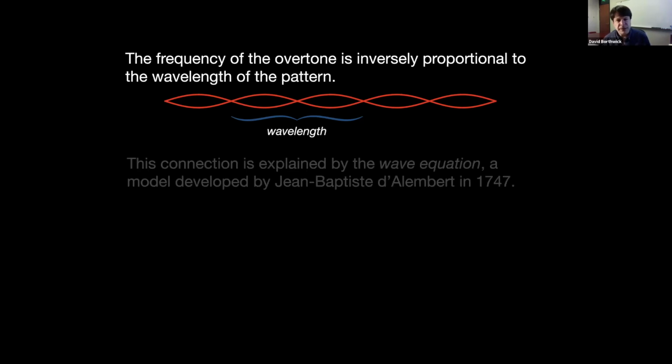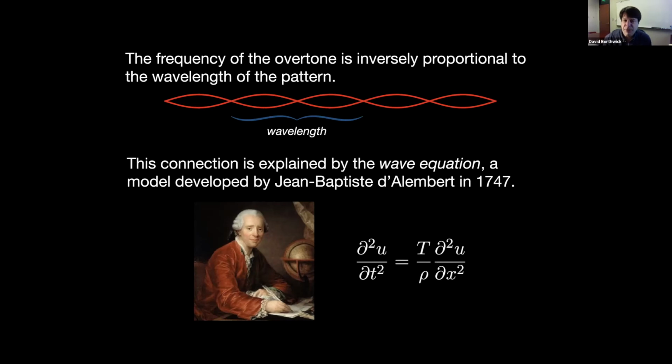And the relationship between wavelength and frequency is not completely obvious, but it was explained by a mathematical model developed by Jean-Baptiste d'Alembert in 1747. D'Alembert is pretty well known as a physicist, but he was also a mathematician and also a musician. He wrote books on music theory. And he was also trained as a lawyer, which I sort of imagine is maybe what he's doing in this picture here. So he had a whole lot of things going on.